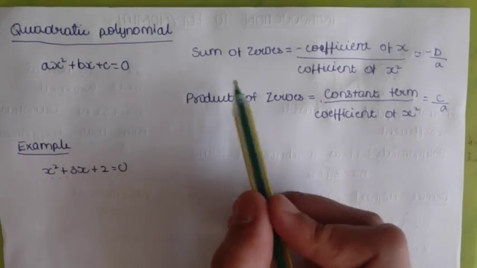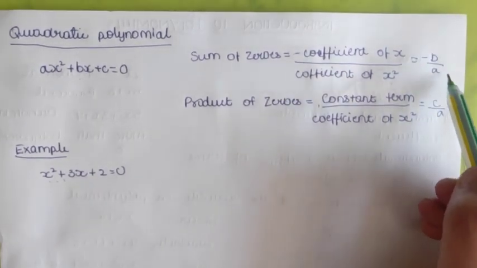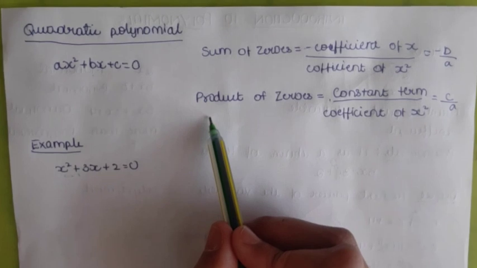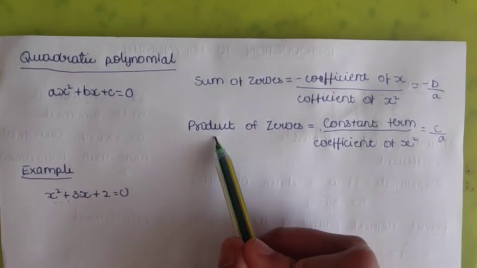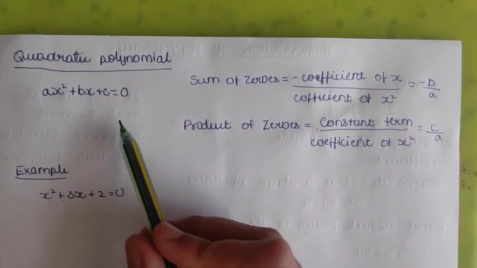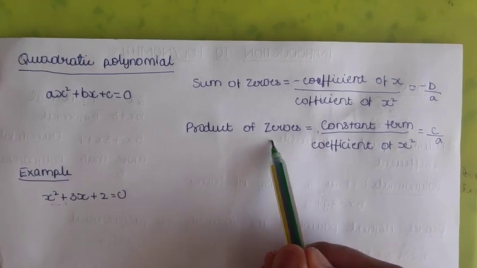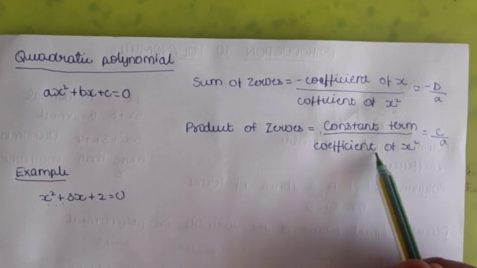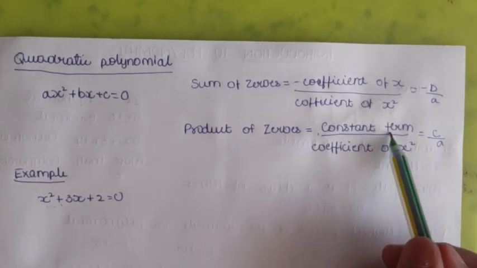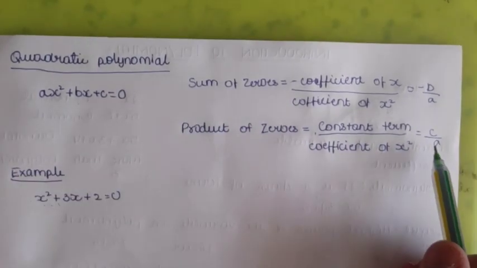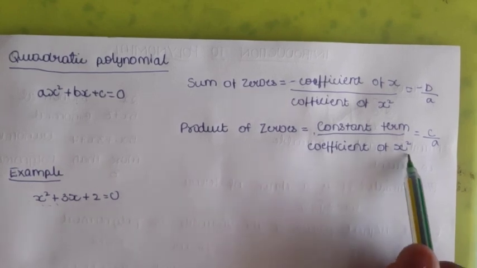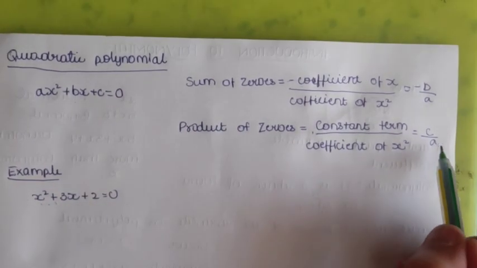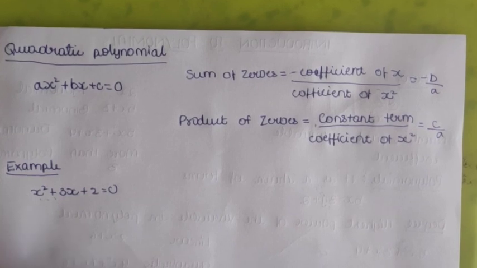When we add these 2 zeros, it will be equal to minus b by a. When we multiply these two zeros, it will be equal to the constant term by the coefficient of x square. Here the constant term is c and the coefficient of x square is a. Now let's see an example.